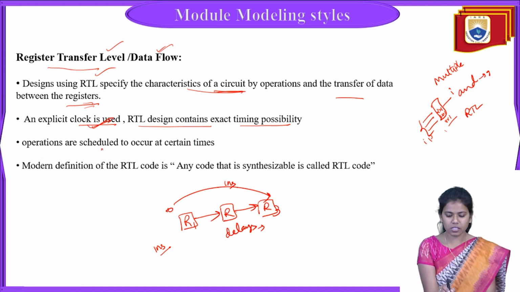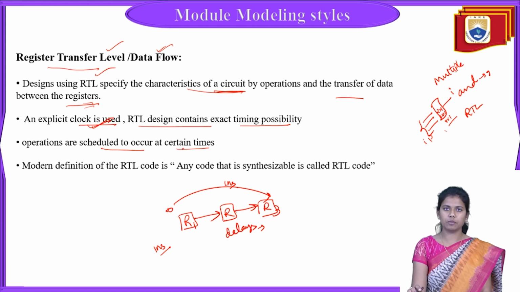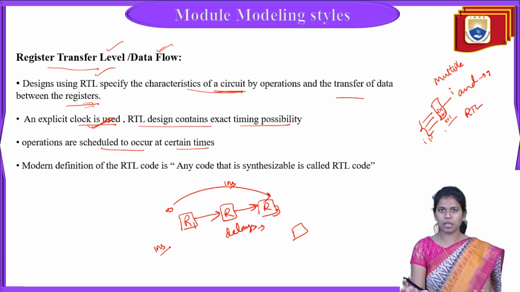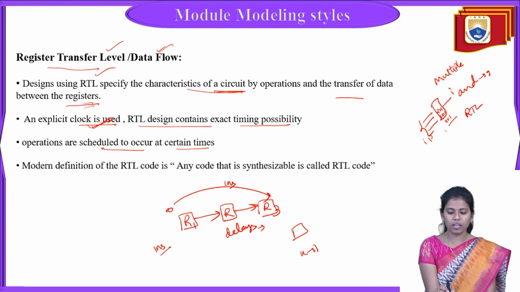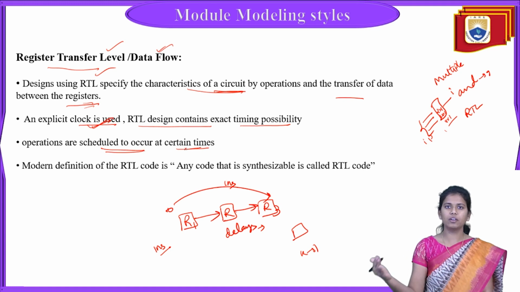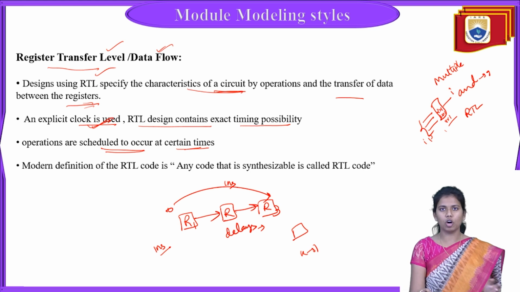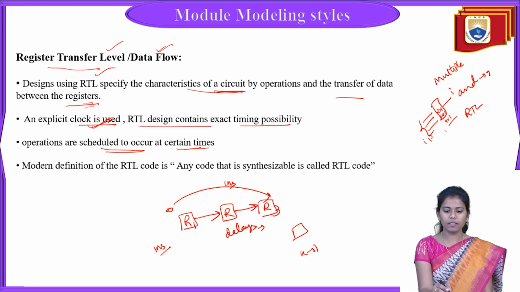Next, operations are scheduled to occur at certain times. Here the operations are scheduled already, at different time intervals. Only in those particular timings can we see the transfer of data from one register to the other registers carried out. So the operations are scheduled to occur at certain times, at different intervals of time, in this RTL or data flow.